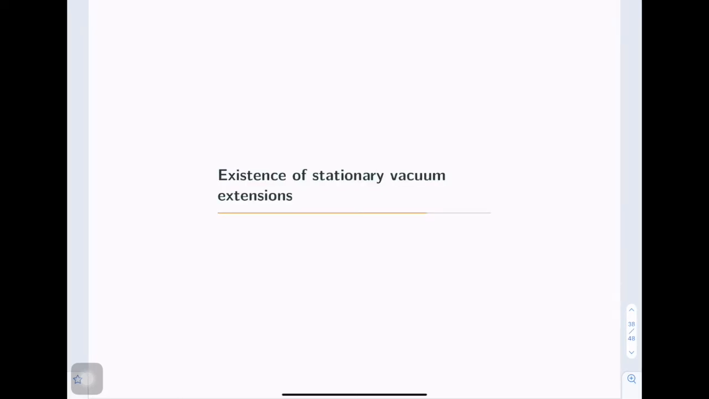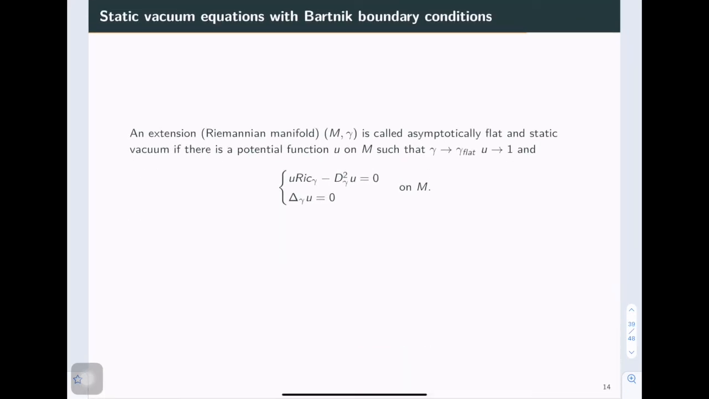Next, let's talk about the second part of the Bartnik conjecture, which states that for any prescribed Bartnik data, there always exists a stationary vacuum extension. Actually, this conjecture is widely open, and so far, we only have known results in the static case. Here, we recall that if a spacetime is static, then the initial data sets are reduced to a Riemannian manifold, and an extension which realizes the infimum ADM mass will be a Riemannian manifold that is static vacuum.